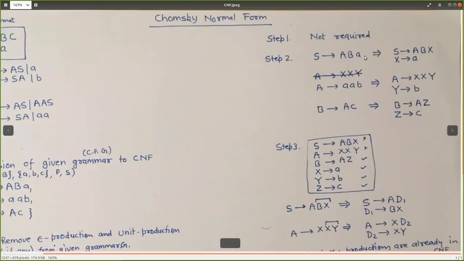For this production, we would convert this small a to some variable. So instead of small a, we would put some new variable, let's say capital X. So this production would be converted into A produces B X. Now X produces a. These two productions are now in CNF.